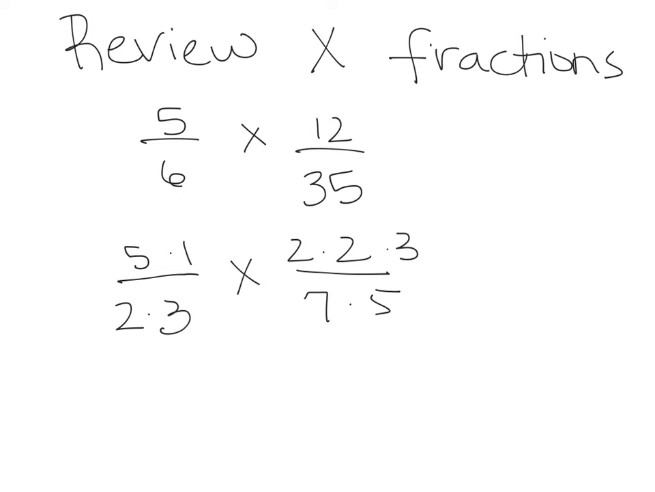Just like when we were reducing fractions in the last section, we look to see if there is anything on top and bottom that we can cancel out. We have a 2 on the bottom, 2 on the top. We've got a 3 on the bottom, a 3 on the top. We've got a 5 on the bottom, a 5 on the top. And that's it. So on the top we have 1 times 2 is 2, and on the bottom we have a 7. So 5/6 times 12/35 ends up being 2/7.